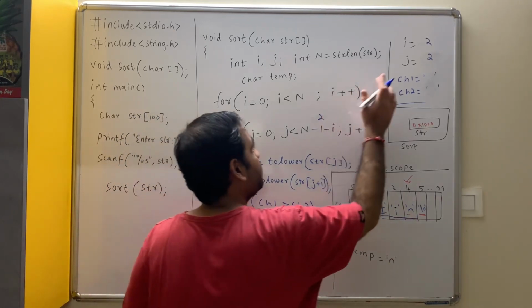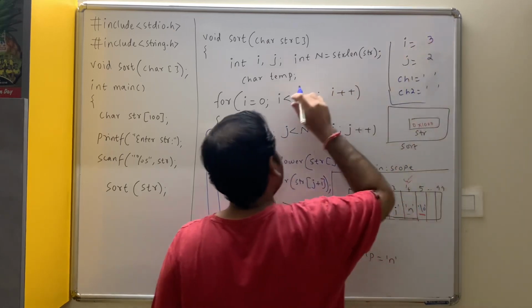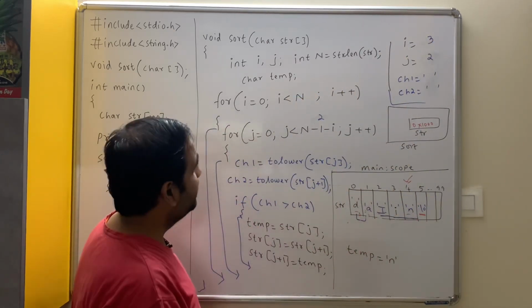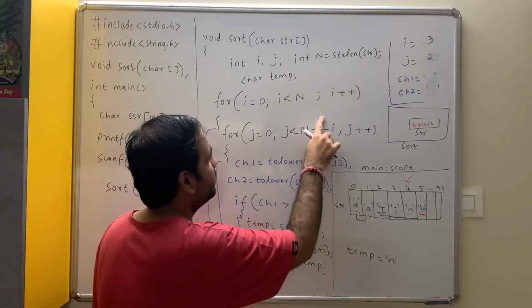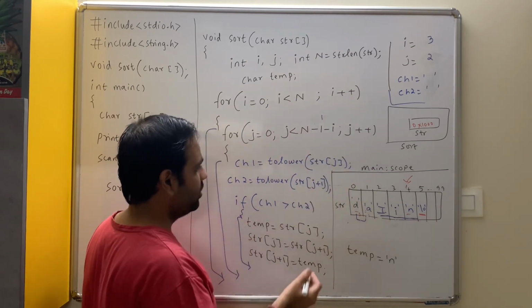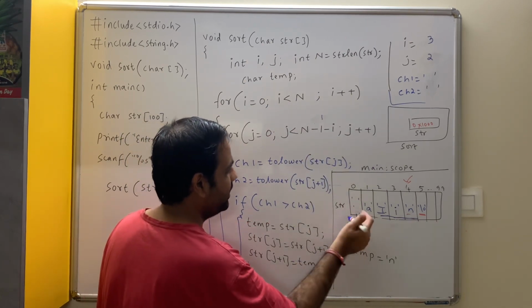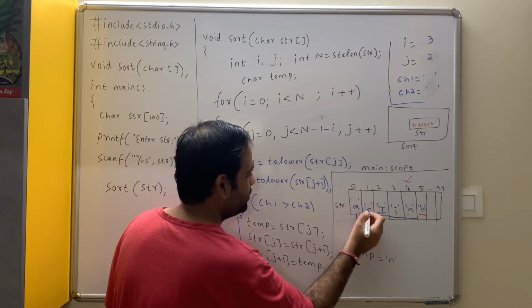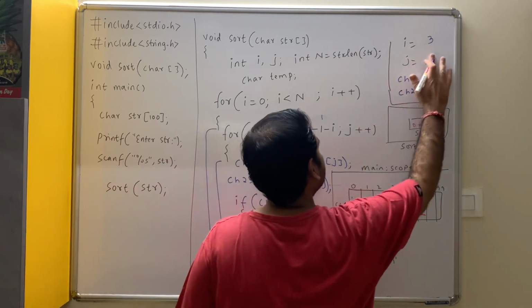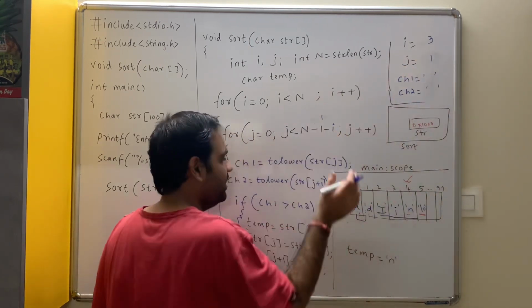Again you say i plus plus, i becomes 3. 3 less than 5. Yes, 3 is less than 5. 5 minus 1 is 4. 4 minus 3 is 1. There is one pair. Now you compare d and a. d greater than a. Yes, this is a. This is d. Again you say j plus plus. The value of j becomes 1. 1 less than 1 is false.